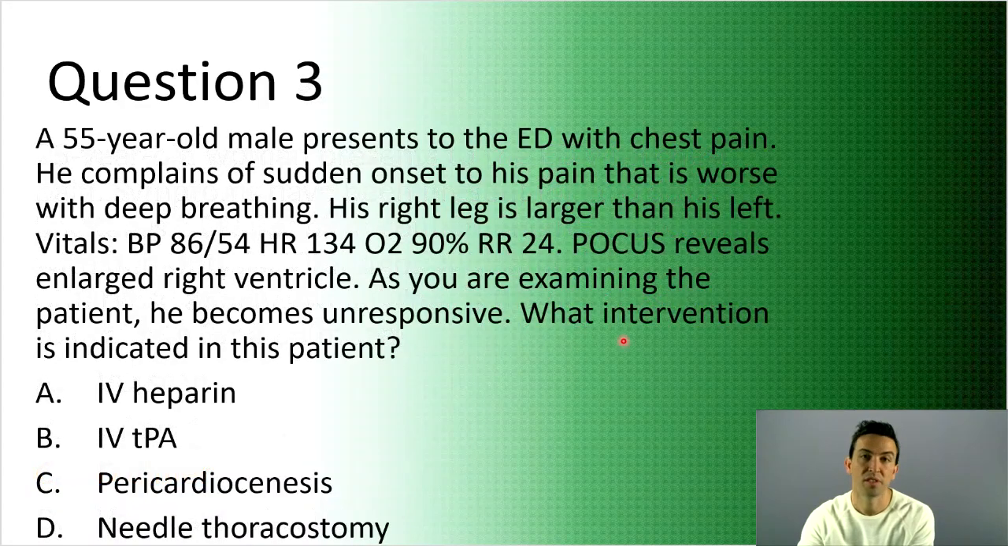Next question. So a 55-year-old male presents to the emergency department with chest pain, complains of sudden onset pain that is worse with deep breathing. Right leg is larger than the left. Big clue. Vital signs: hypotensive, tachycardic, oxygen saturation 90%, tachypneic 24. Point of care ultrasound reveals an enlarged right ventricle. As you're examining the patient, he becomes unresponsive. What intervention is indicated in this patient?